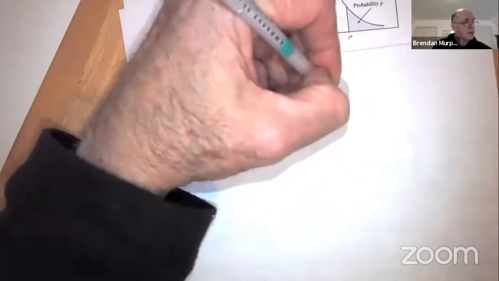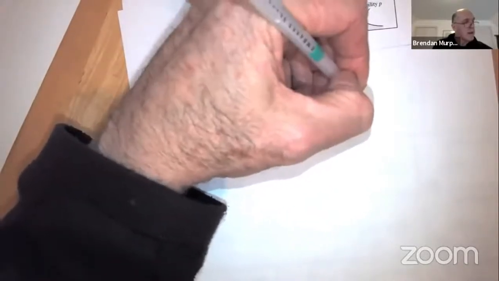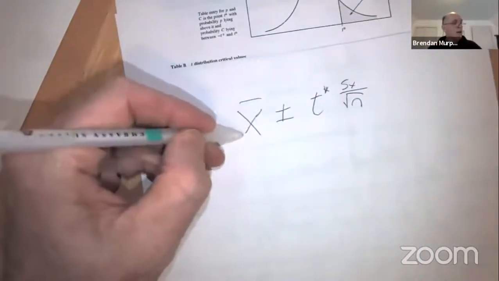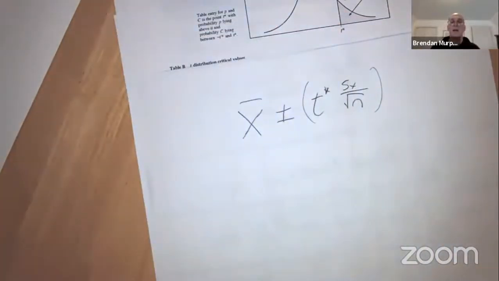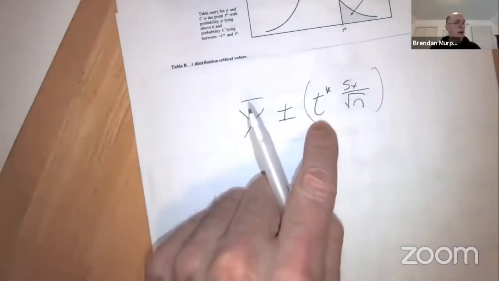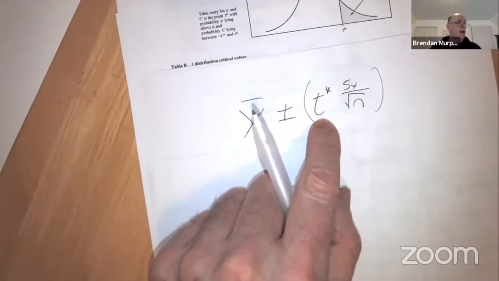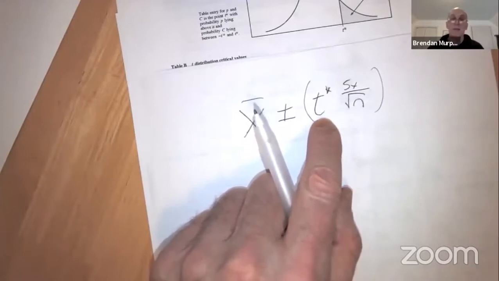X bar plus or minus critical T, Sx over radical n. Again, we call this my sample statistic. I add and subtract those two numbers multiplied, or what we call a margin of error. This is what we call a critical T value. I'm going to get that from a T table, and that's dependent upon my confidence level and my sample size.